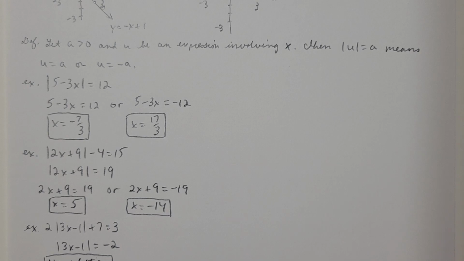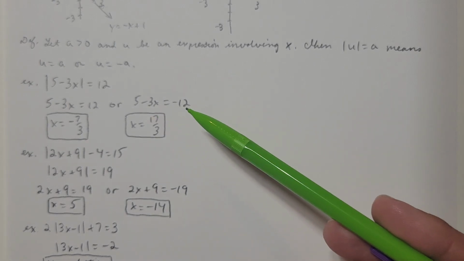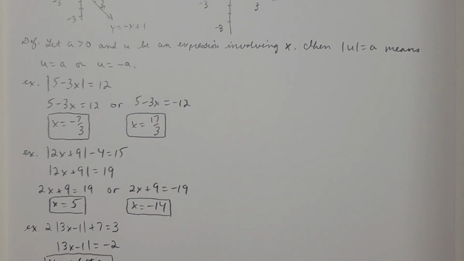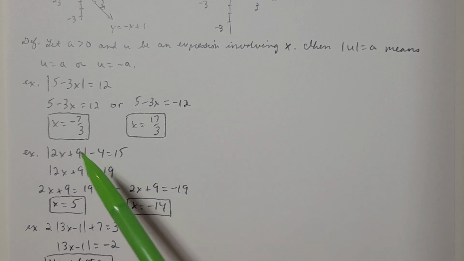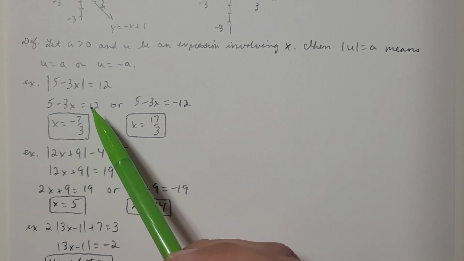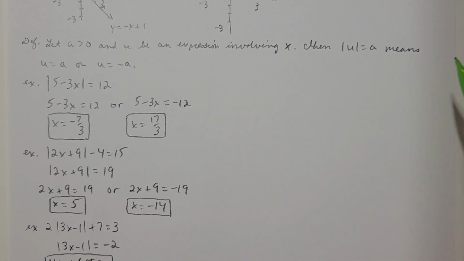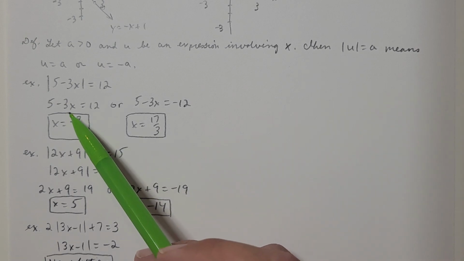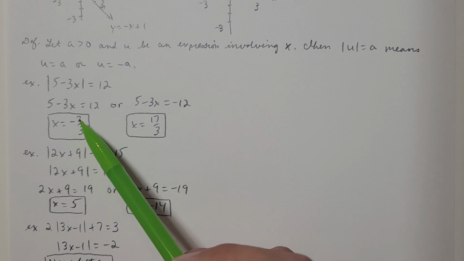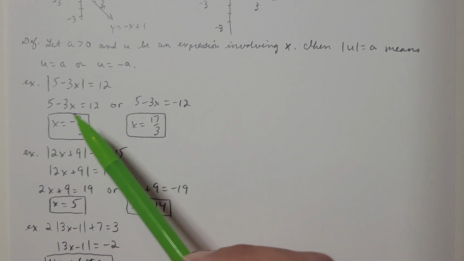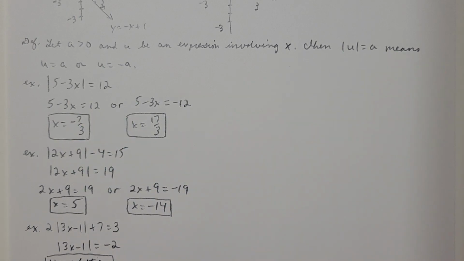Okay, and now I'm back on more familiar ground because I don't have absolute value bars in either of these two equations, and I can just solve as I normally would. On this first equation, let's subtract 5 and divide by negative 3. 12 minus 5 is 7. And then when I divide by negative 3, I get negative 7/3. That'd be one answer. Go ahead and circle that.